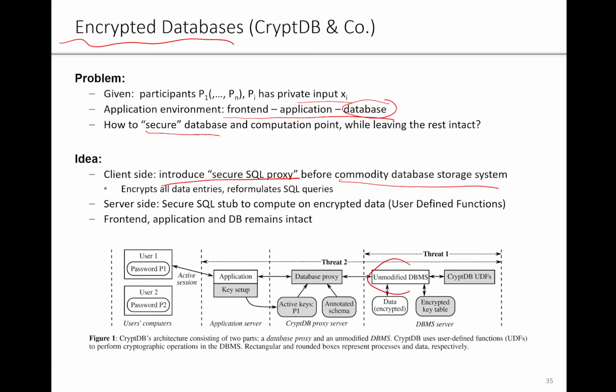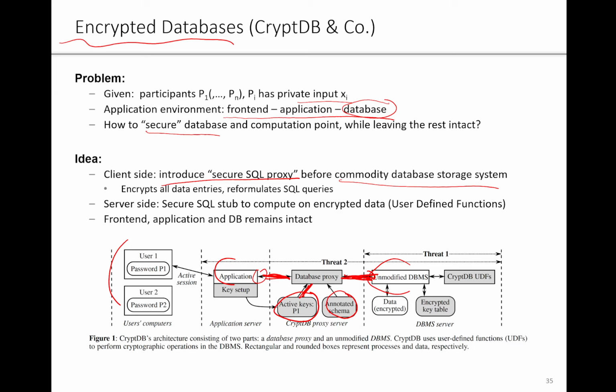Otherwise it's database application front end. So, what happens now? Basically you configure for your application that it should use this proxy, and this proxy uses the regular database. And in between, it keeps keys, it has some annotation, so it knows where to store data, but especially it encrypts all data that's going in and that's going out.